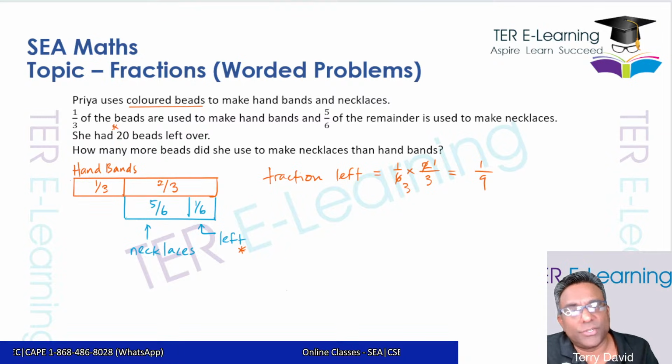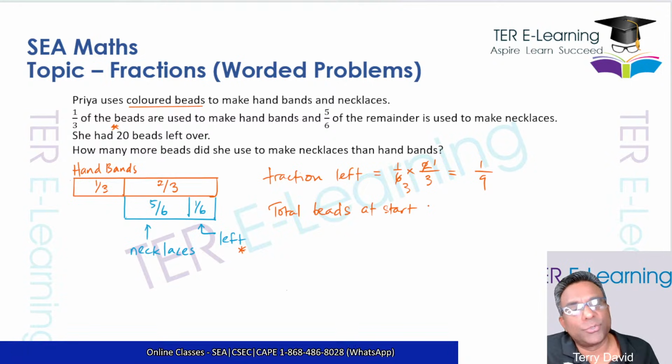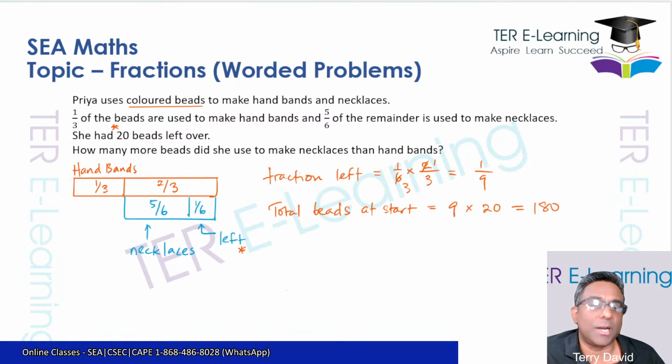But that corresponds to 120 beads. So the total beads at the start, right? All you need to do is invert that fraction, which will be 9, and you have to multiply that by the number of beads here, which is 20. So that's 180 beads. Okay, so that's the first thing I would probably do. I'll work out what is, yeah, so that's the total number of beads that we started with.